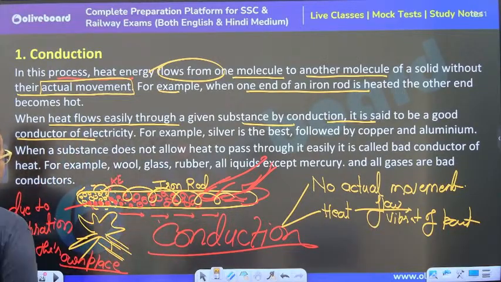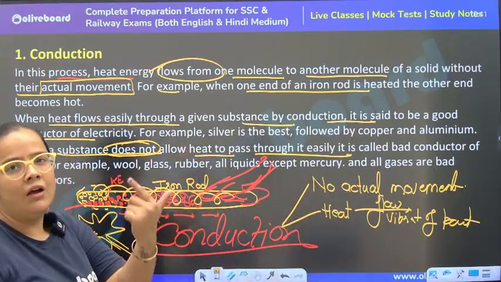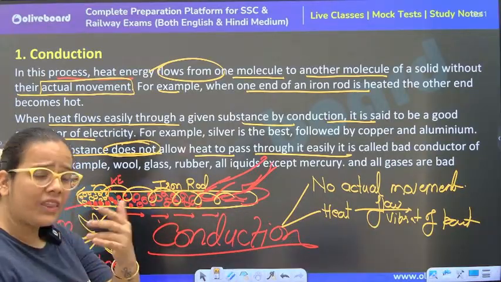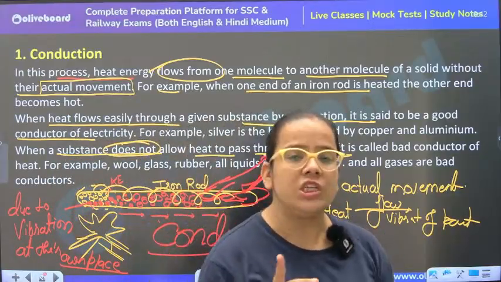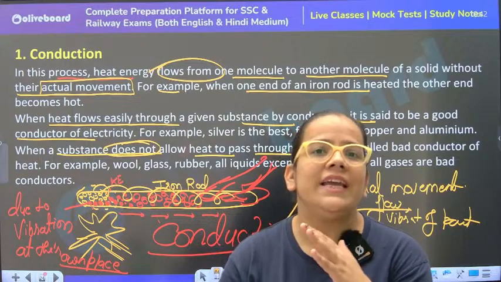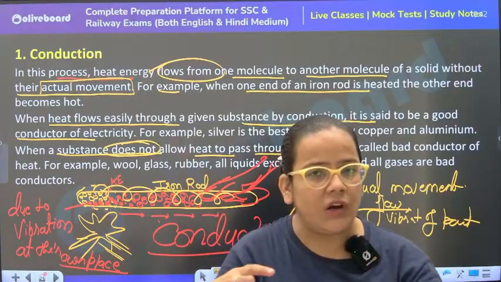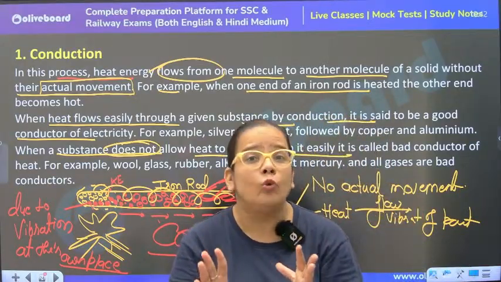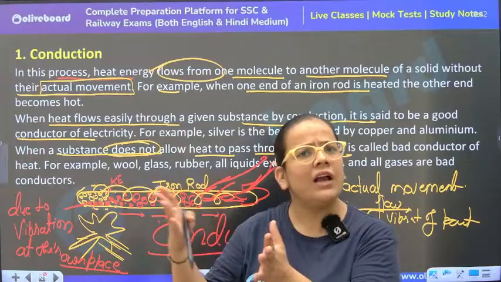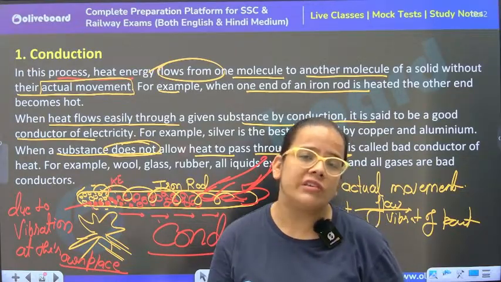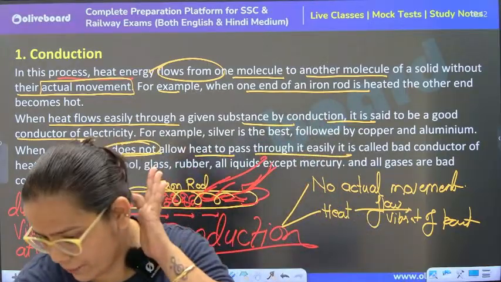Now, when a substance does not allow heat to pass through it easily, it is a bad conductor, or you can call it an insulator. So actually in conduction, we have two terminologies. First is a good conductor, second is a good insulator. A substance which cannot transfer heat through the vibration of molecules is an insulator, and a substance which allows heat transfer through the vibration of molecules is a conductor. Clear, everyone? A lot of concepts are based on this insulator and conductor part. So if this concept is not clear, just let me know quickly.